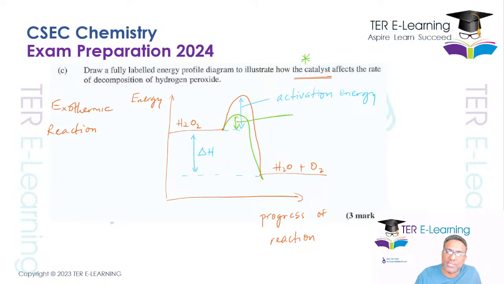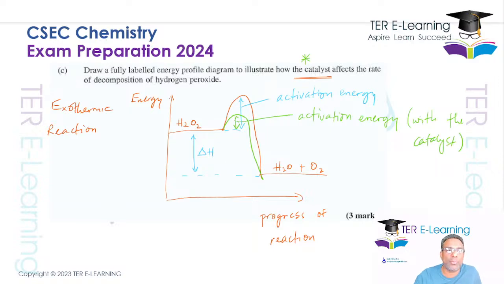So you see this green arrow here? This here is the activation energy, right? But this here is with the catalyst. That's with the catalyst, and the one before is the activation energy without the catalyst. So you all need to be able to draw an energy profile diagram like this in the exam, right?